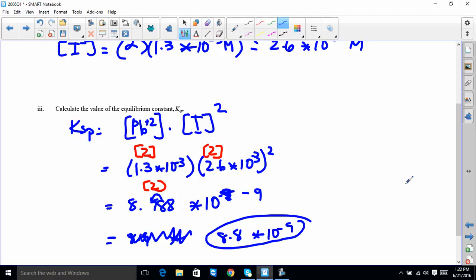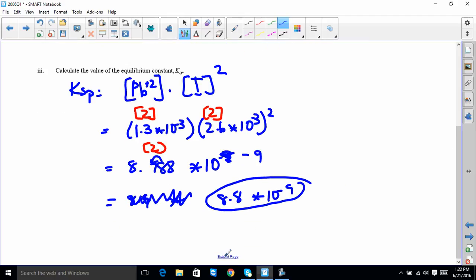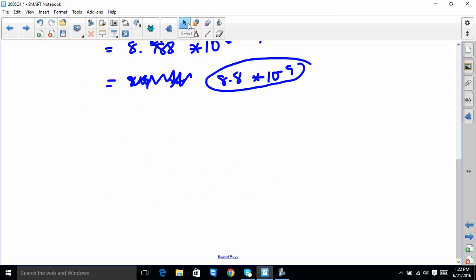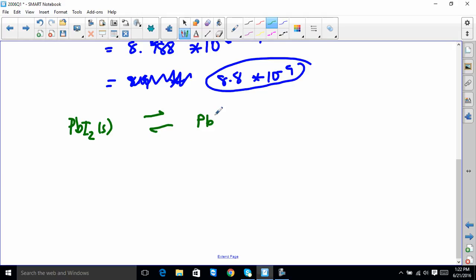I just want to digress a little bit, because a lot of times kids struggle with this problem, which is a pretty easy problem. You're used to going PbI2 solid, and then setting up an ICE chart, which you often have to do.